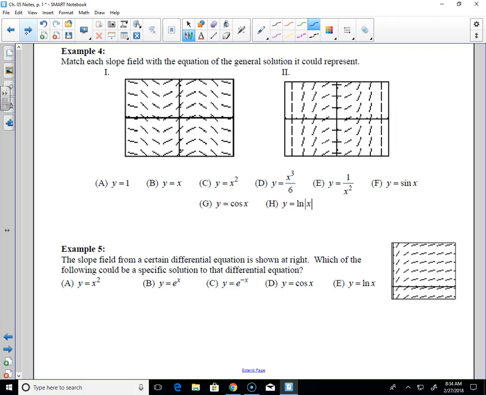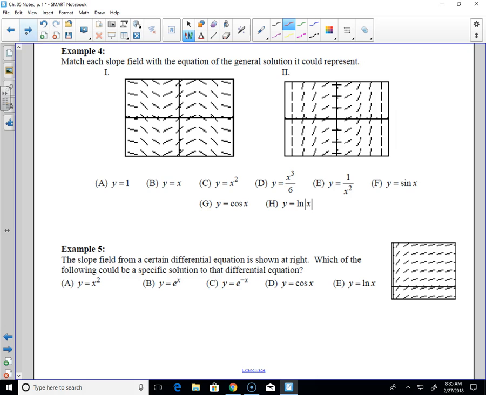All right, the problems all of a sudden change. Woo-hoo. All right, this is nice. Guess what? We don't have to make any slope fields this page, yay, but we have to still understand them. Example 4 says, match each slope field. Oh, hey, they're done for us. With the equation of the general solution it could represent.